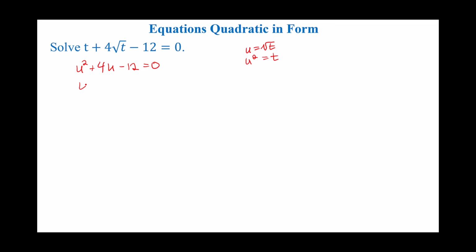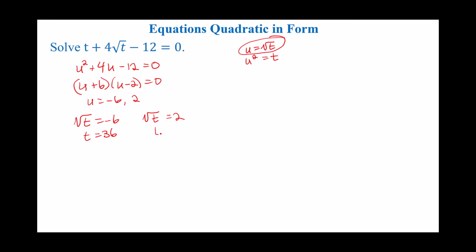Factoring that, I get u plus 6 and u minus 2 equals 0. So u equals negative 6 or 2. I've solved for u. Now I need to go back and solve for t. U is the square root of t. So square root of t equals negative 6 or square root of t equals 2. Square both sides, and here I would get t is 36. Square both sides here, I would get t equals 4.